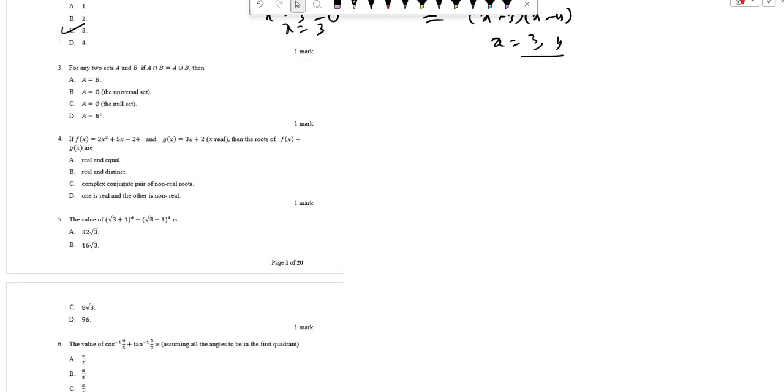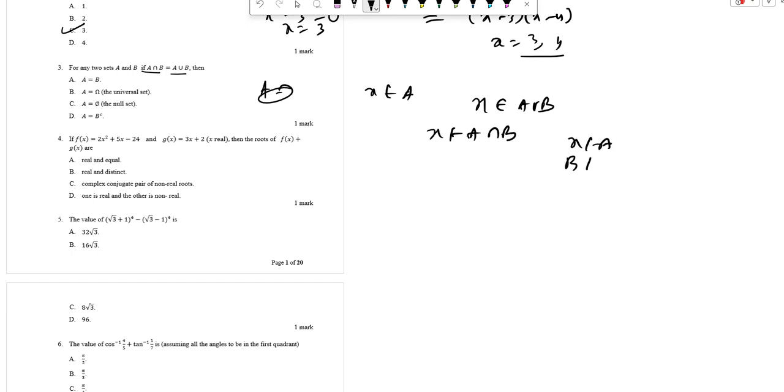So the next one is: for any two sets A and B, A intersection B and A union B, what is the relationship between them? Obviously we choose B, C, D are not true. Let x belong to A, so x belongs to A union B, and that is A intersection B as well. So x belongs to A and B is associated with x belongs to B. So A is a subset of B actually. Similarly it can be proved B is a subset of A. So this is only possible if A equals B.